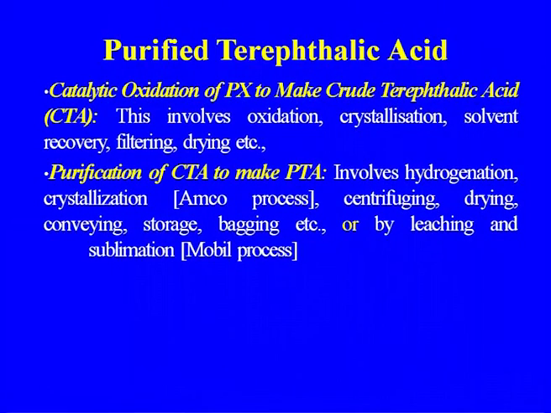So, let us discuss the methods that we are using. For purified terephthalic acid, there is catalytic oxidation of paraxylene to make crude terephthalic acid. This involves oxidation, crystallization, solvent recovery or filtering, and drying. Purification of CTA to make PTA involves hydrogenation, crystallization, centrifuging, drying, conveying, storage, bagging, in the case of the AMCO process, or leaching and sublimation, in the case of the Mobil process. So, both these technologies are available and are being used for making purified terephthalic acid.